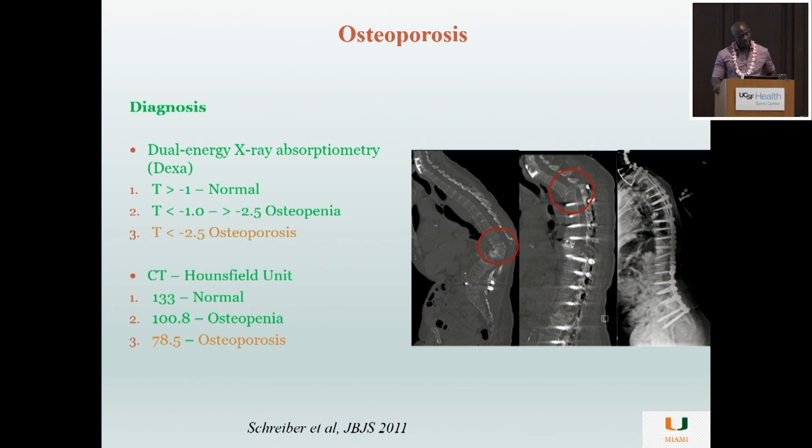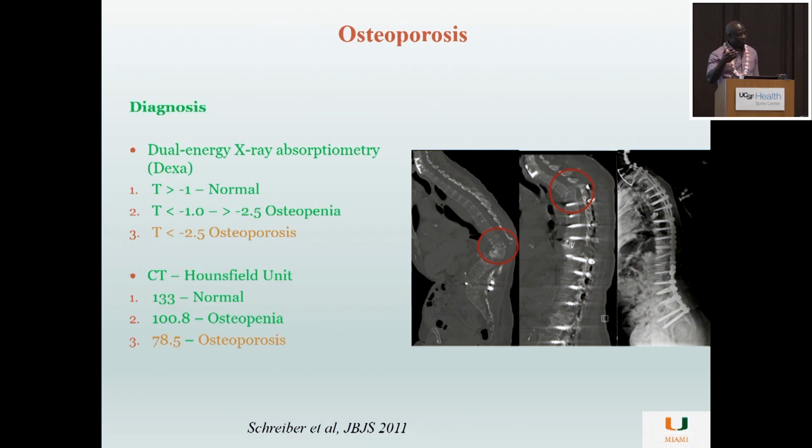A T-score from -1.0 to greater than -2.5 is considered osteopenia. Sometimes there's a challenge in getting insurance to approve treatment for these patients, but you can make the argument, especially if you're planning a big deformity surgery. A T-score of less than -2.5 is considered osteoporosis.